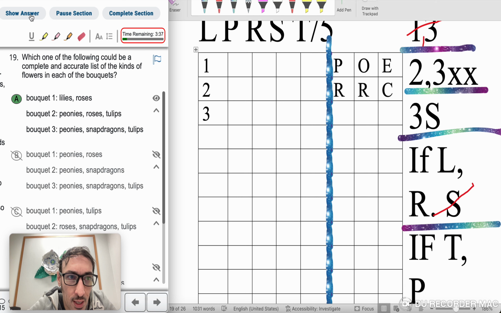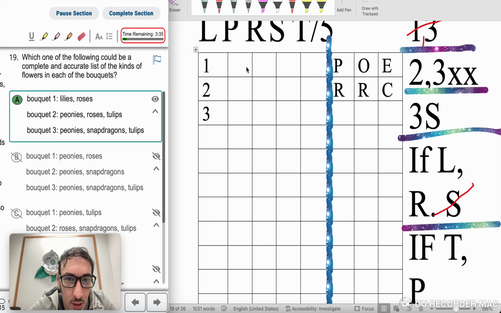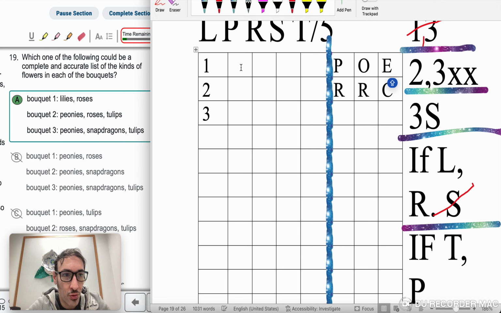Now select this answer since we did two methods, and you will see that the answer is, for bouquet 1, lily, rose. For bouquet 2, it's going to be P, R, T, and for bouquet 3, we're going to have P, snapdragon, and T. So that's going to be it for this question right here. Let's see if we can move on.